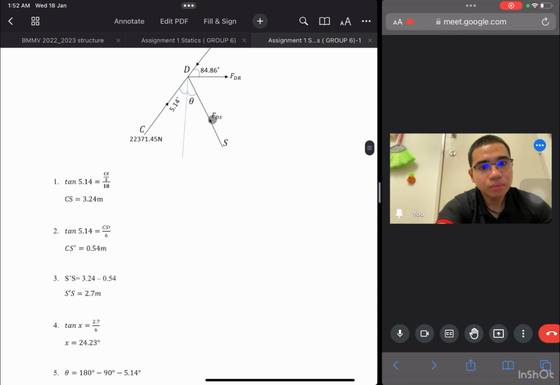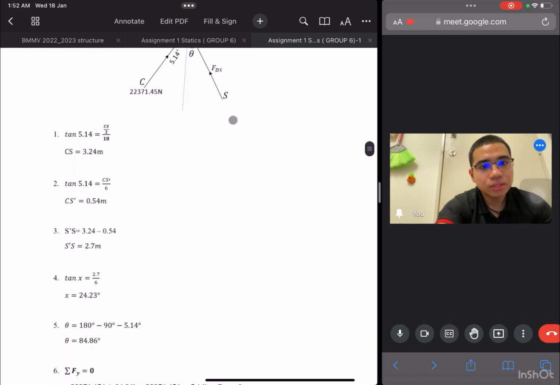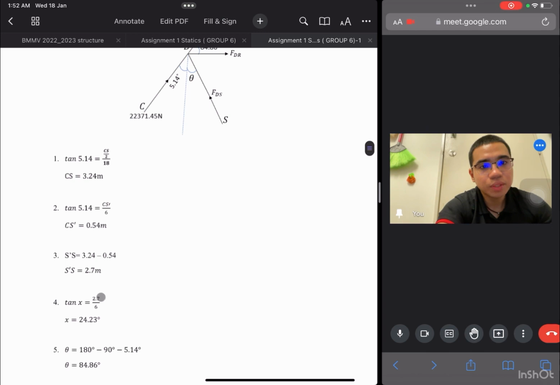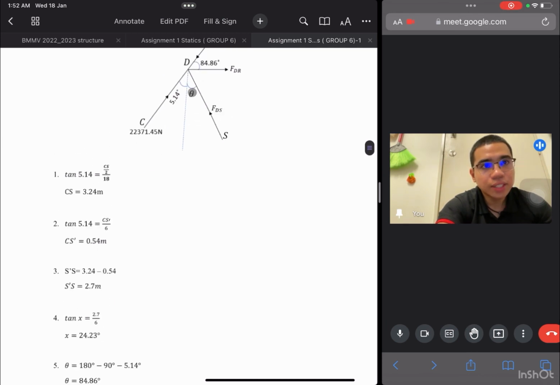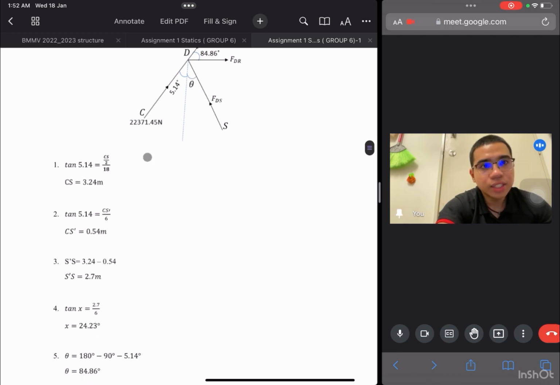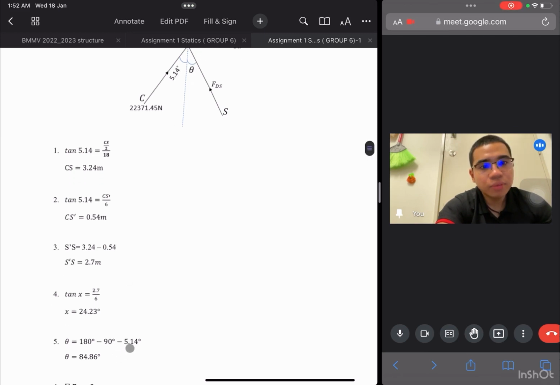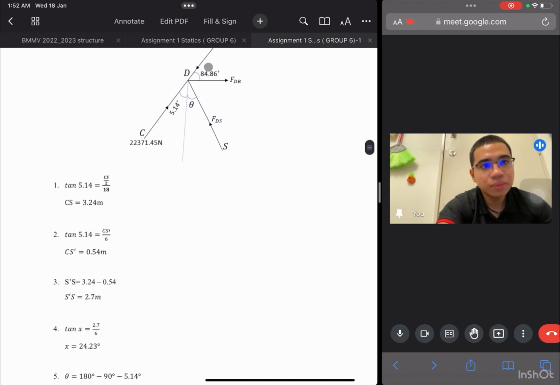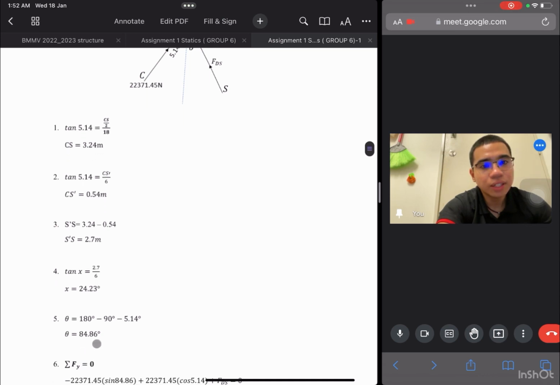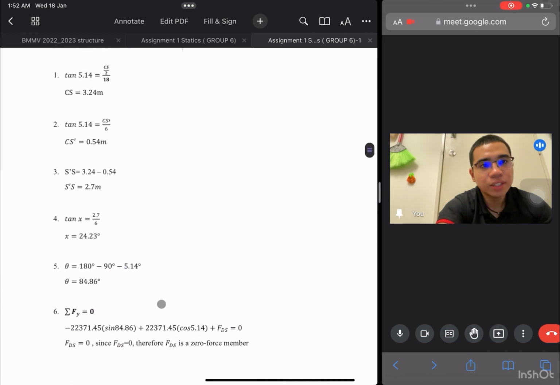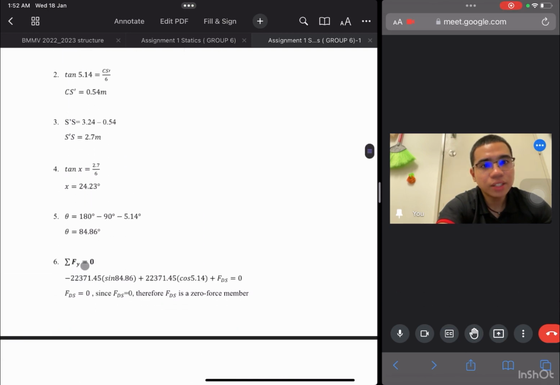Tangent X equal to 2.7 over 6, X equal to 24.23. So we'll find the theta, where 180 minus 90 degree minus 5.14. So theta, this is the theta for here. Actually it will equal to 84.86.